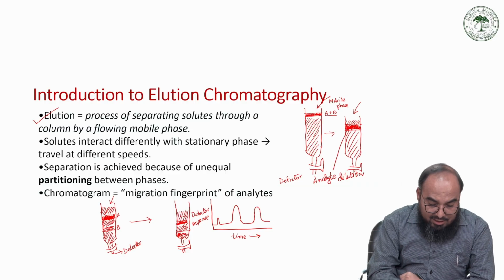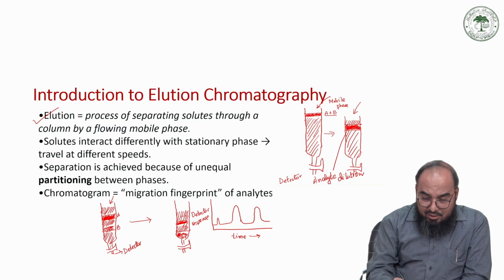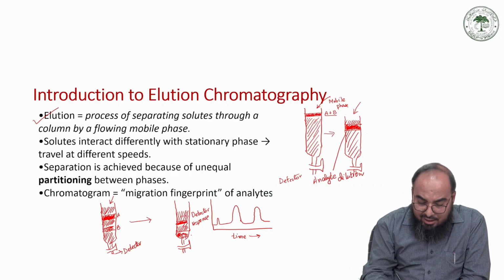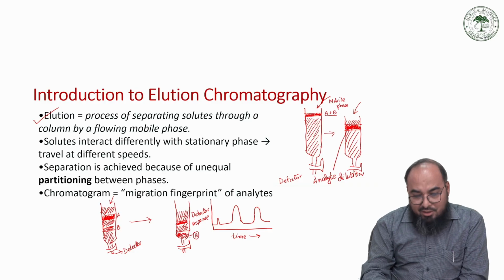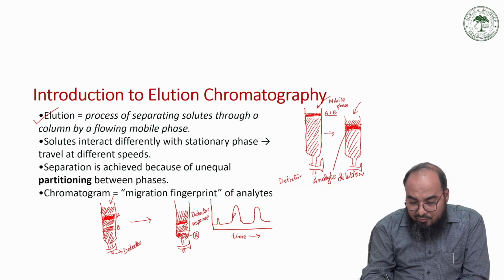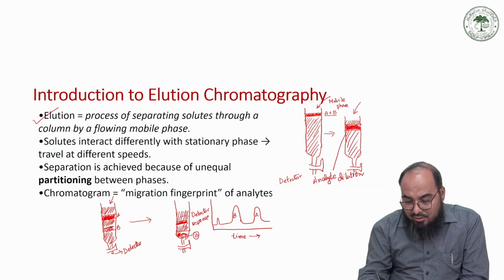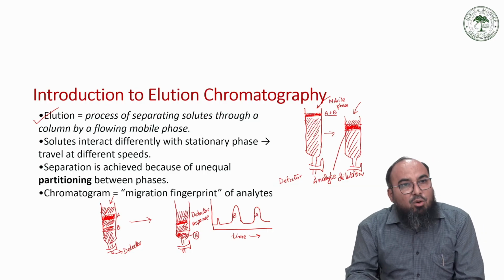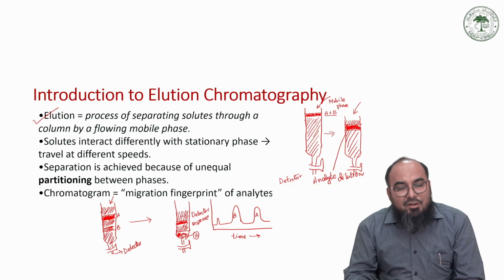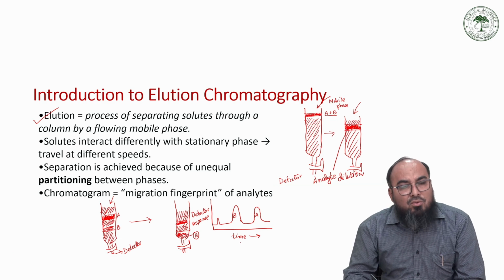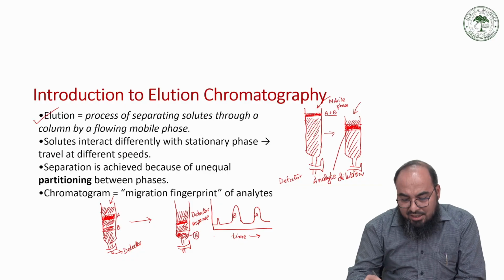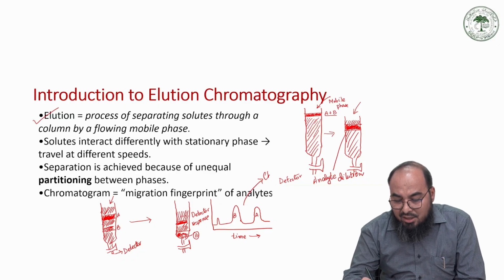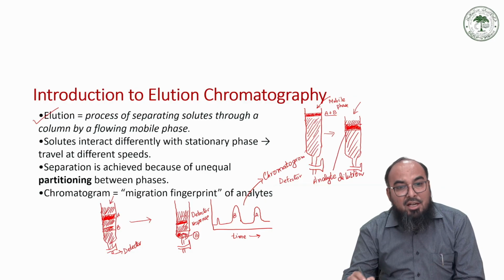Now, as you see, initially you add A and B, and finally the first component to elute was B. So in the chromatogram, you will get first peak B and then you will get A. This pictorial representation of the migration of the two solutes, or of the components, with respect to detector response is called the chromatogram.